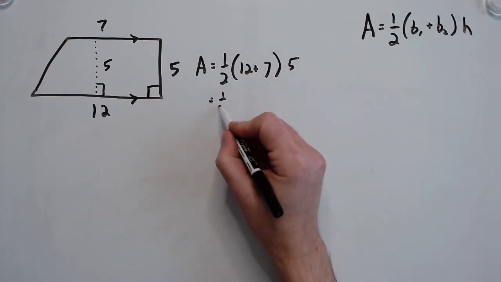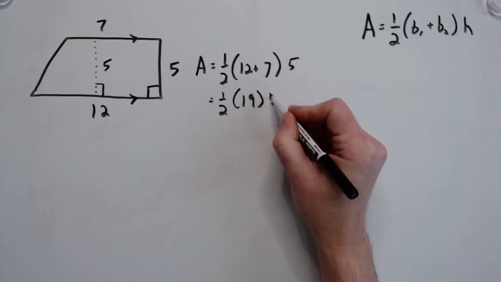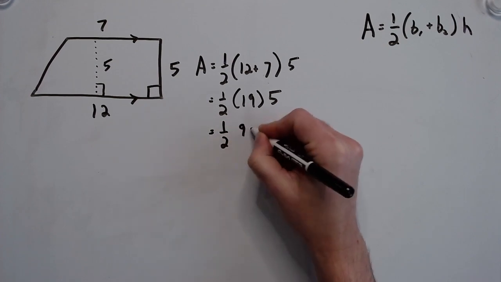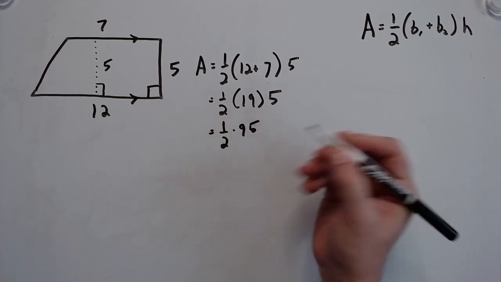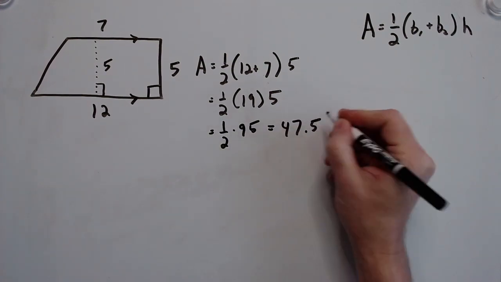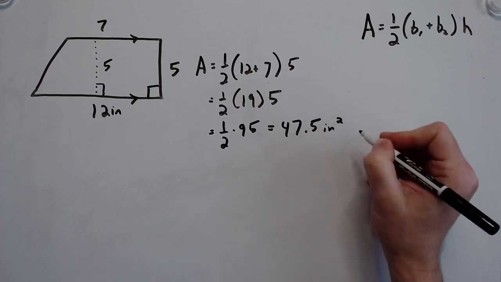So let's see here. Let's just do it one step at a time. 1/2 this plus this. That's 19 times 5. So we get equals 1/2 of 95. That's a little multiplication there, which equals 47.5. And let's say that this was inches. So this would be square inches.